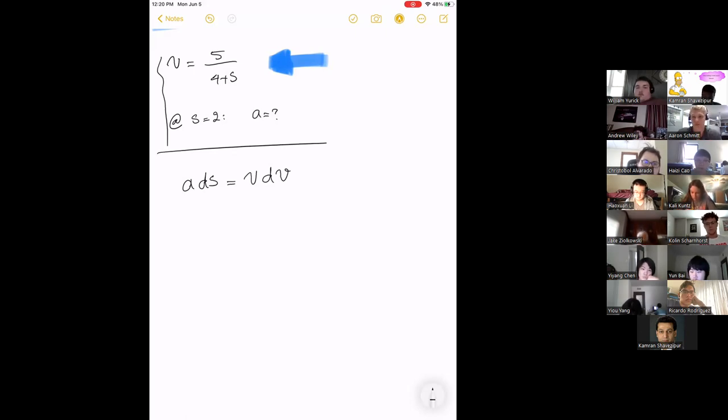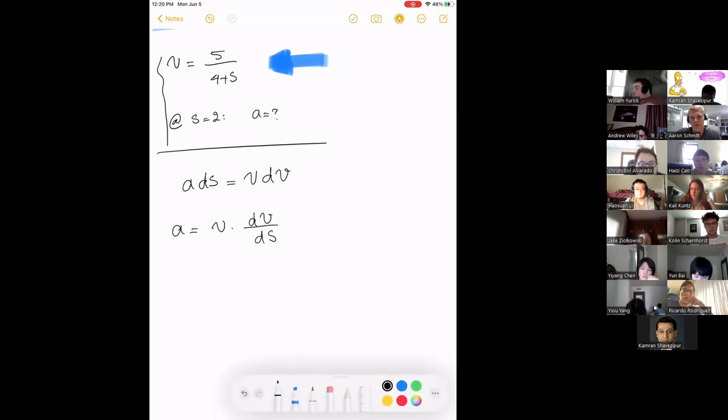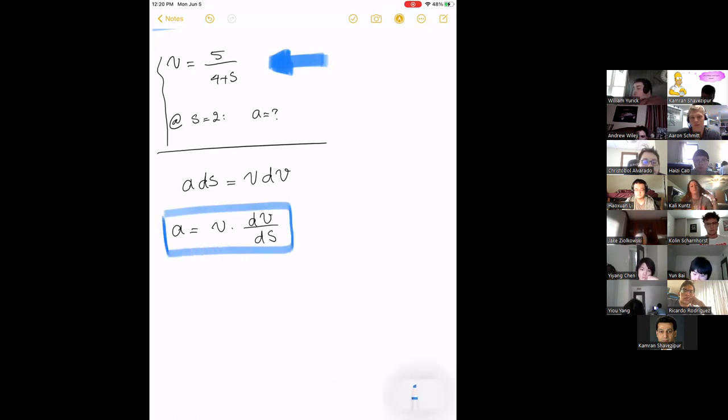Now, can I write this as A is equal to V times dv over ds? Can I do that? Okay. Now, you look at this equation here, and you look at this equation here that is given. Anything comes to your mind?